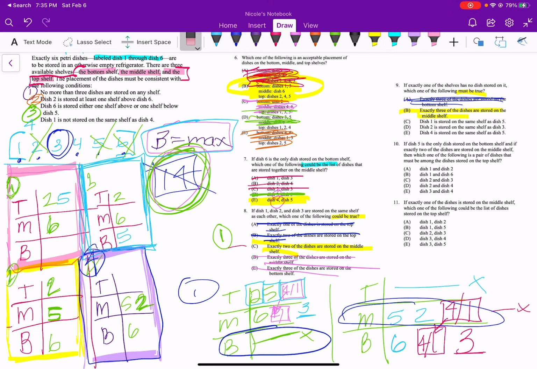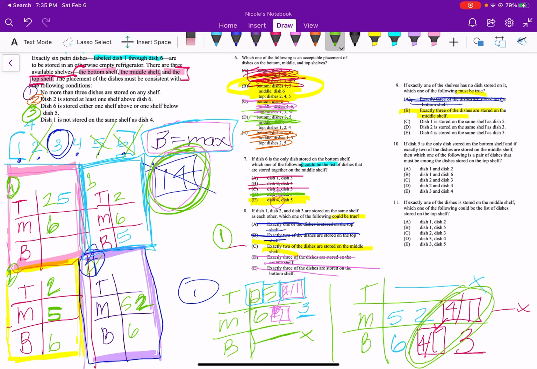C, dish 1 is stored on the same shelf as dish 5. Well, this does not have to be true because we have 4 and 1 going back and forth in both scenarios. So yeah, does not have to be true.